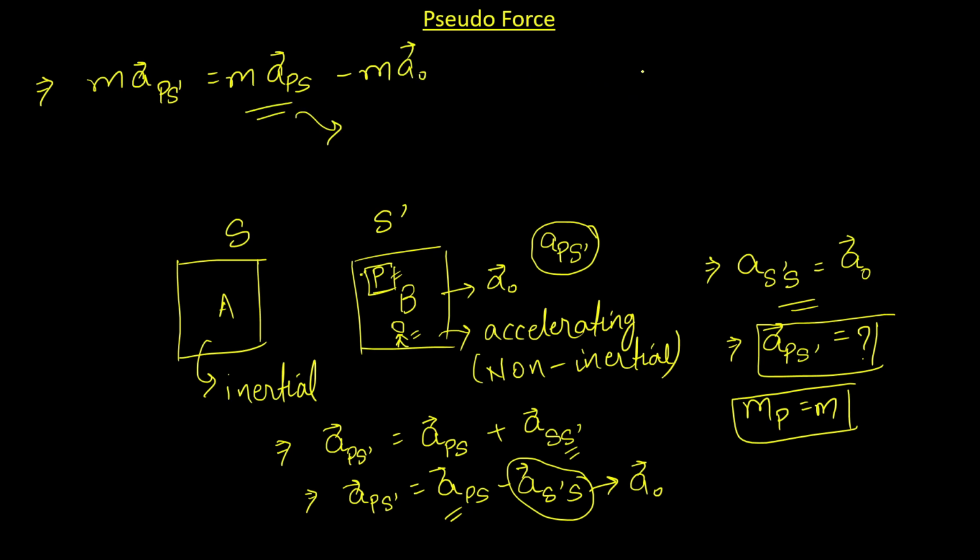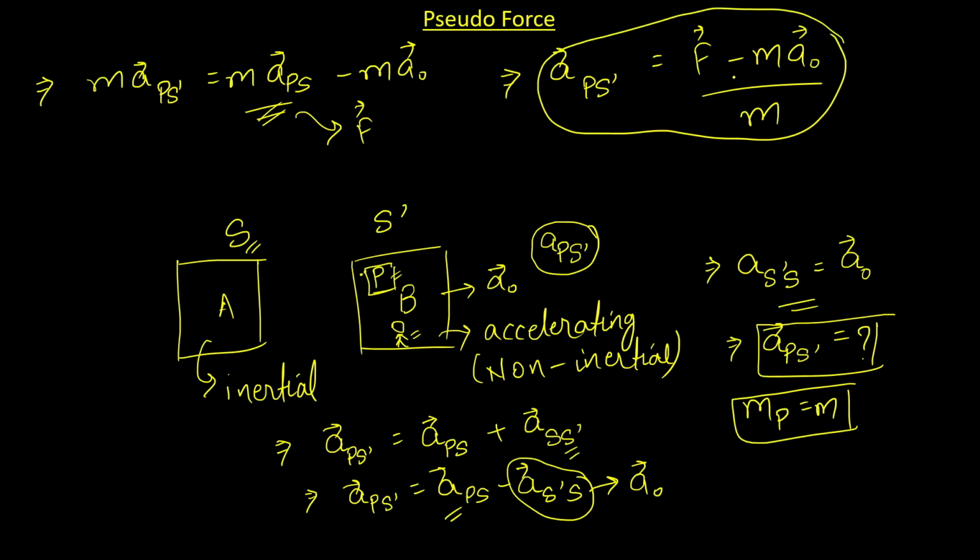And because of Newton's second law of motion, we already know that F vector is equal to m into A vector. This is according to Newton's second law of motion, which is applicable only in case of an inertial frame of reference. And this is basically the acceleration of particle P with respect to S, and this is an inertial frame. So this we can directly write as F vector. So now I can write the acceleration of P with respect to S dash as F vector minus m A naught vector upon small m. This is basically the expression for finding the acceleration of particle P with respect to S dash, that is a non-inertial frame.